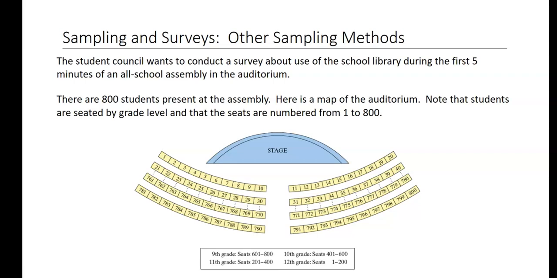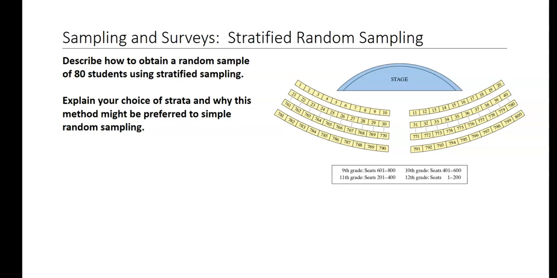There's 800 seats there. And it tells you which grades are in what seats. And it's done kind of sequentially there in some ways. Describe how to obtain a random sample of 80 students using stratified. So the question now becomes, how do you want to stratify this?